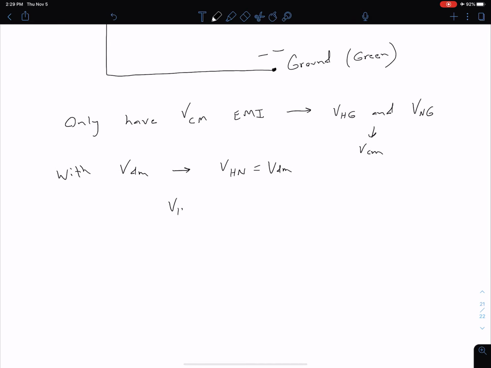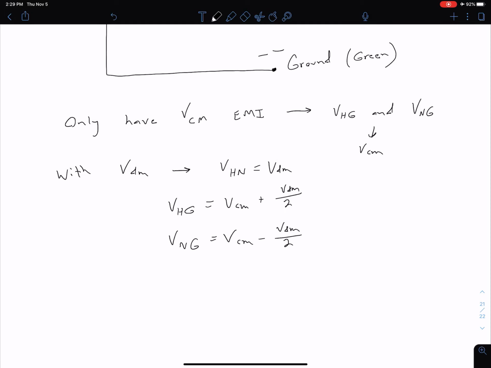Again, this is the same basic idea that we looked at when we were talking about common mode rejection ratio for operational amplifiers. Just a slightly different application here, obviously. So our neutral to ground would be that common mode minus the differential mode over 2.